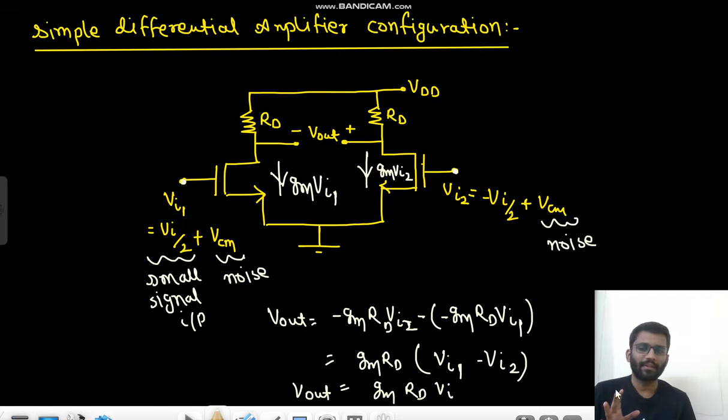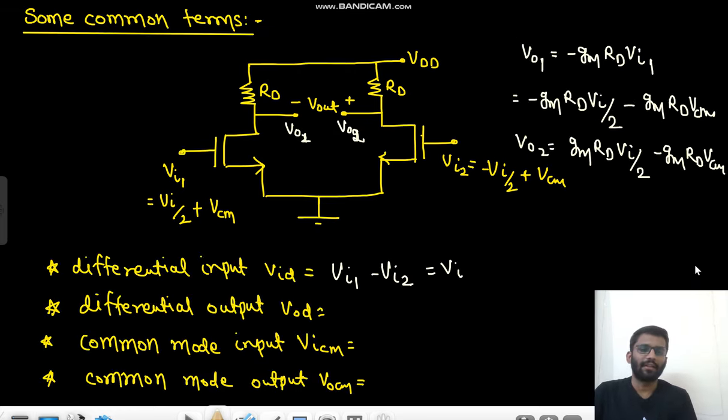You got it, right? Here we wrote it. What is V0? Minus GMRD into V2. What is V2? V2 is minus VI/2 plus VCM. So if you put here minus VI/2 plus VCM, you will get this. So this is your V01 and this is your V02.